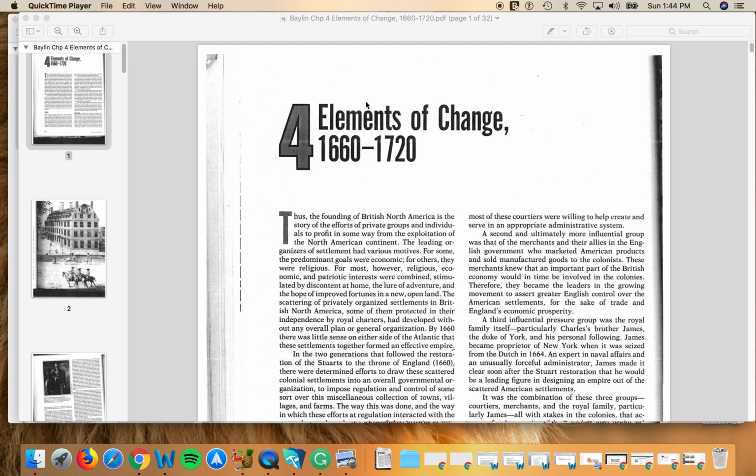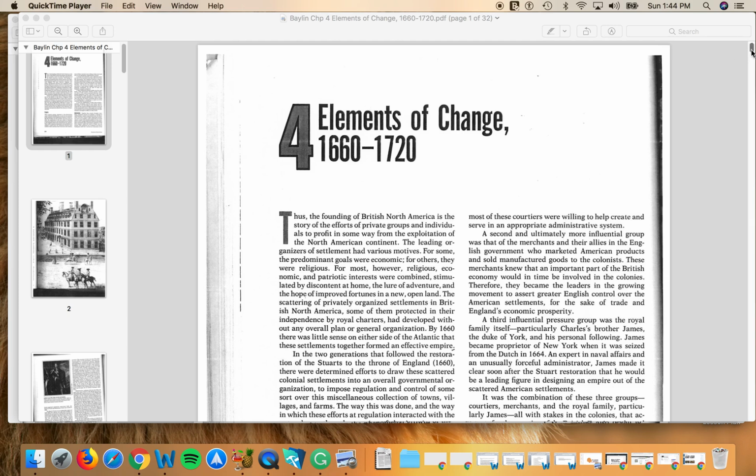Then when you get into chapter 5, you should know some early characteristics of early American immigration, comprehend the Great Awakening and its effects, and just a little bit about the Society for the Propagation of the Gospel, SPG.